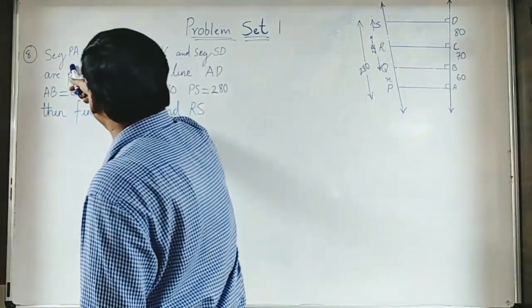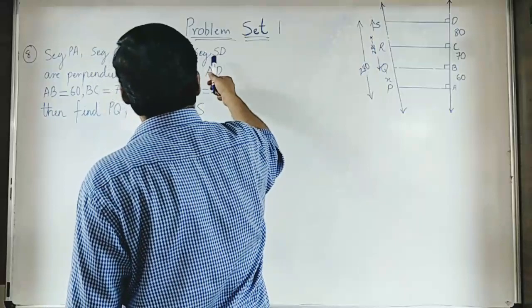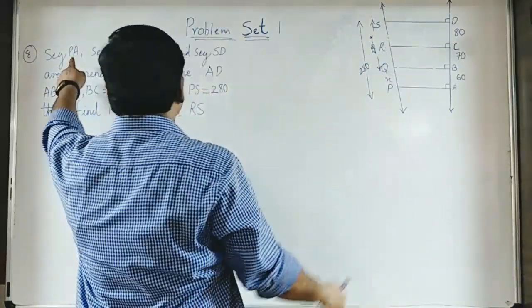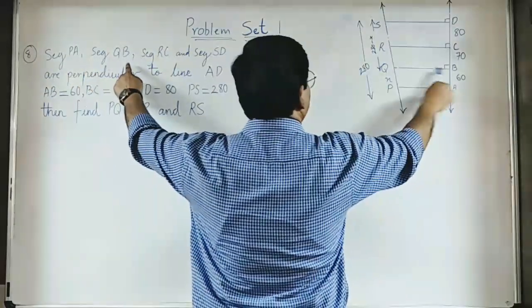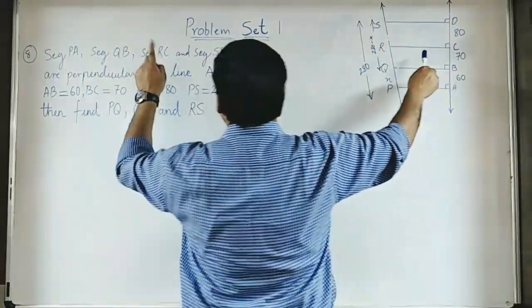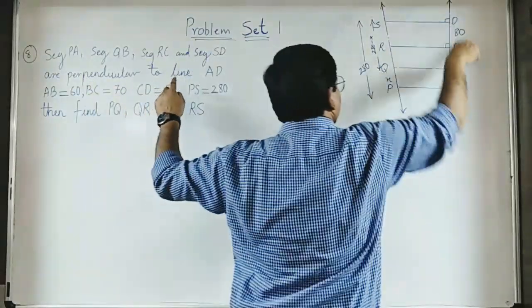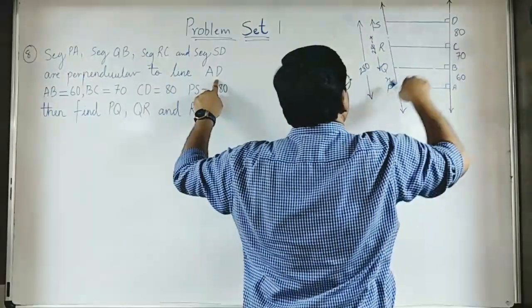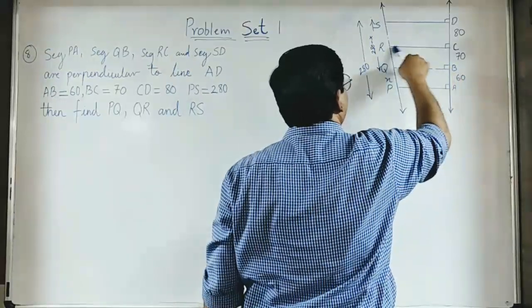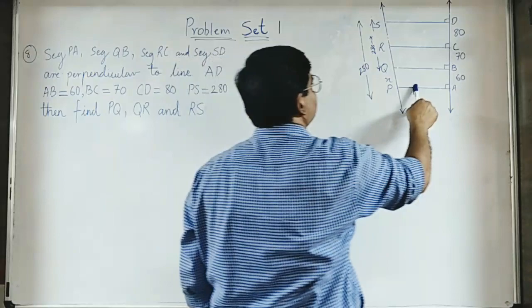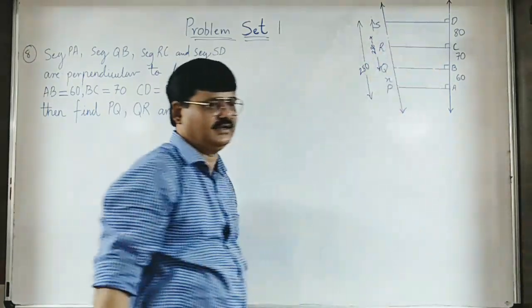They have told that seg PA, seg QB, seg RC and seg SD are perpendicular to line AD. I have drawn a diagram over here. Seg PA, seg QB, seg RC, seg SD are perpendicular to line AD. That means all these 4 lines are perpendicular to the same line.